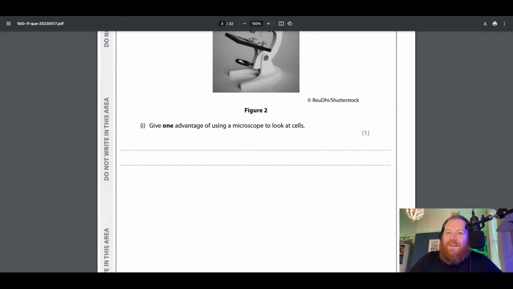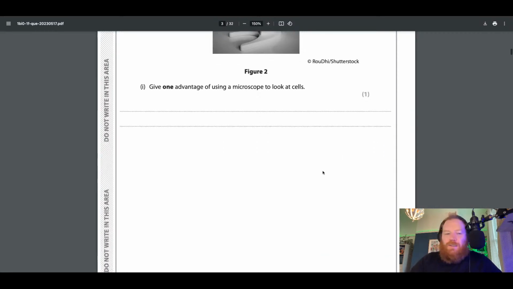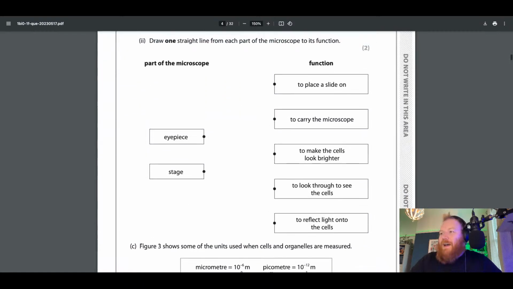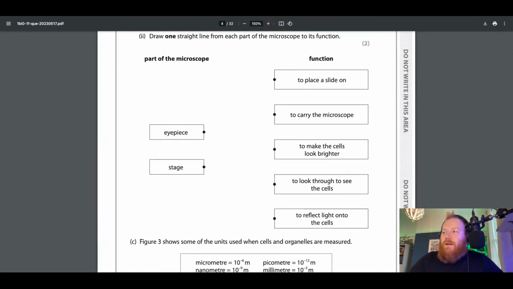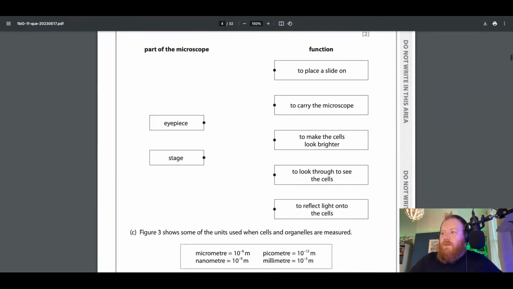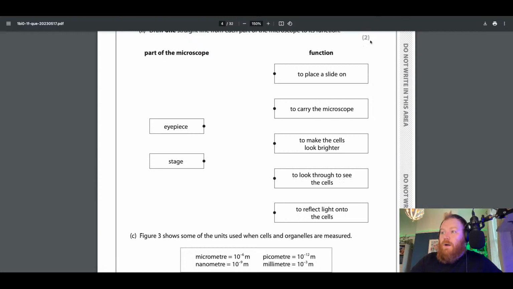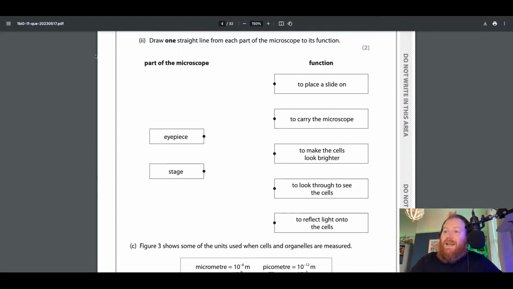Thanks for that. So moving us on to the next question then. Draw one straight line from each part of the microscope to its function. Now, this is a question I see students go wrong on time and time again. Now, it's only worth 2 marks, and it's clearly stating here, draw one straight line.